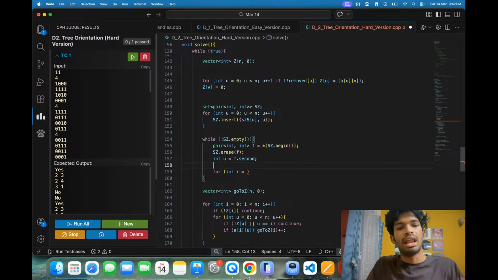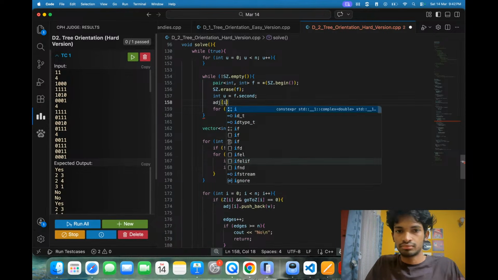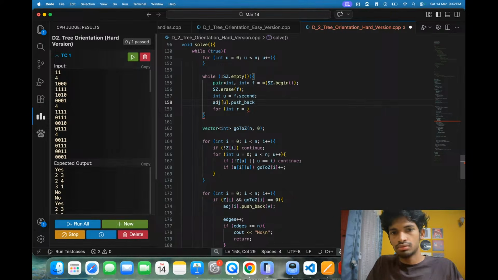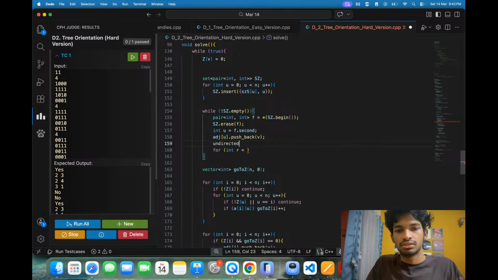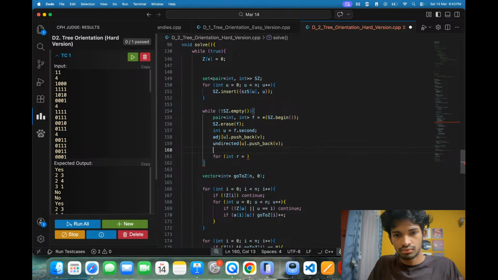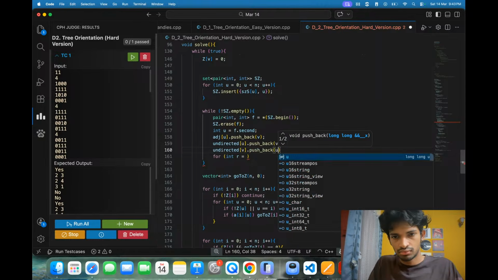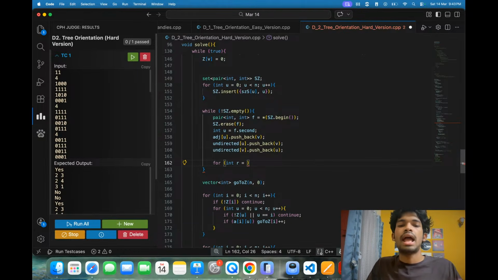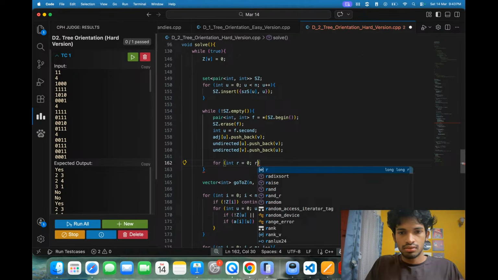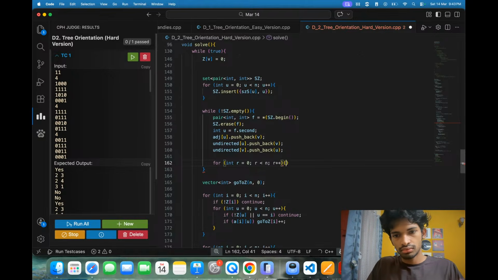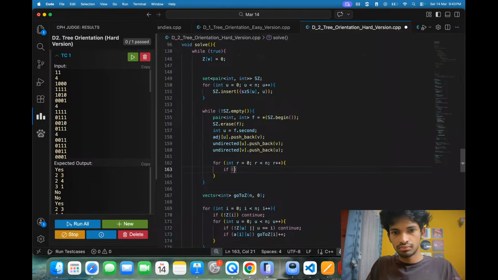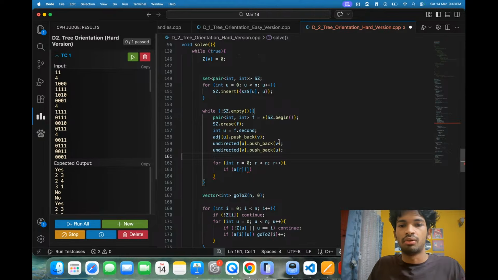So now you will add an edge from u to v, there is an edge now, okay? You can also add undirected edges. And now anything that is pointing to V somewhere, you can just remove that from SZ. This operation is being limited by the number of edges now, okay?